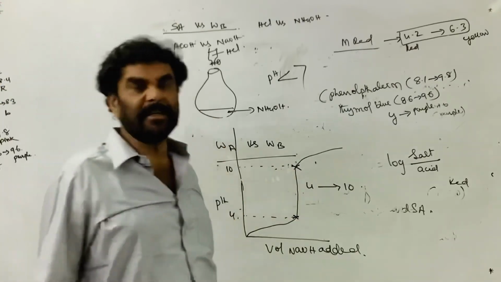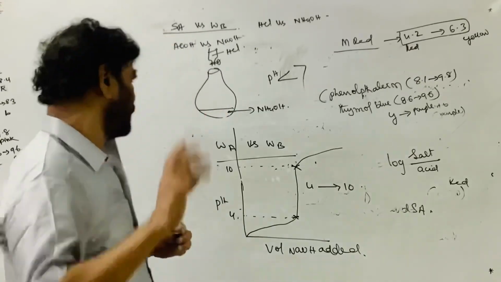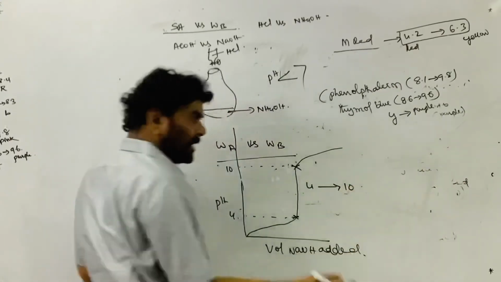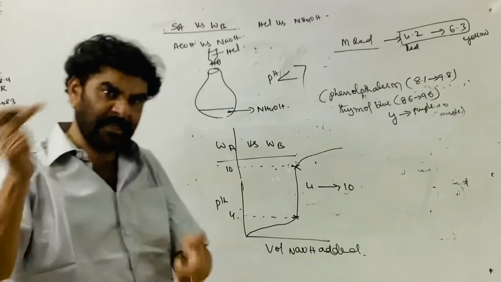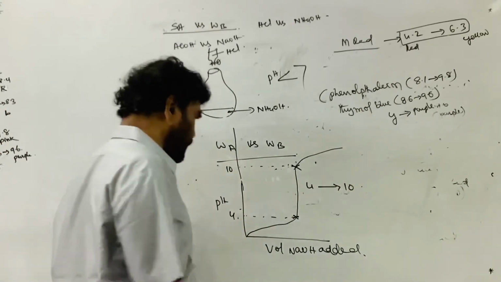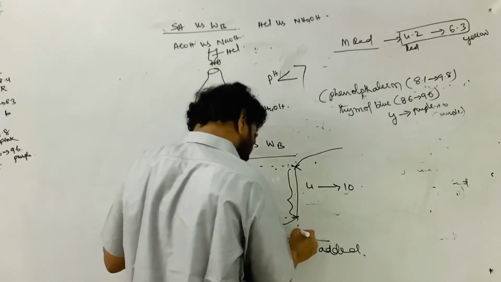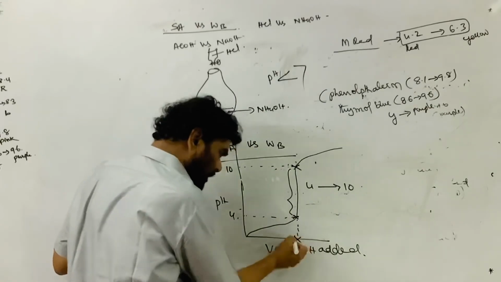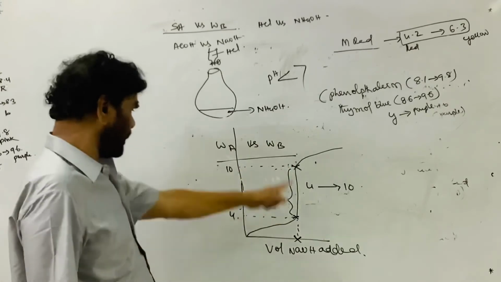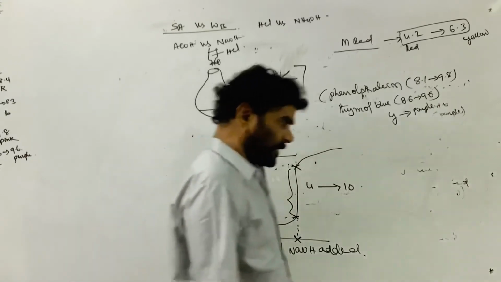So selection of the indicator is not straightforward. Mixed indicators are used, and the principle is different. Taking two or more indicators, one changes its color and the other changes its color, so you will see a dark color, the complementary color of the two. This is the volume of sodium hydroxide required to neutralize the given HCl solution as the sodium hydroxide is added.